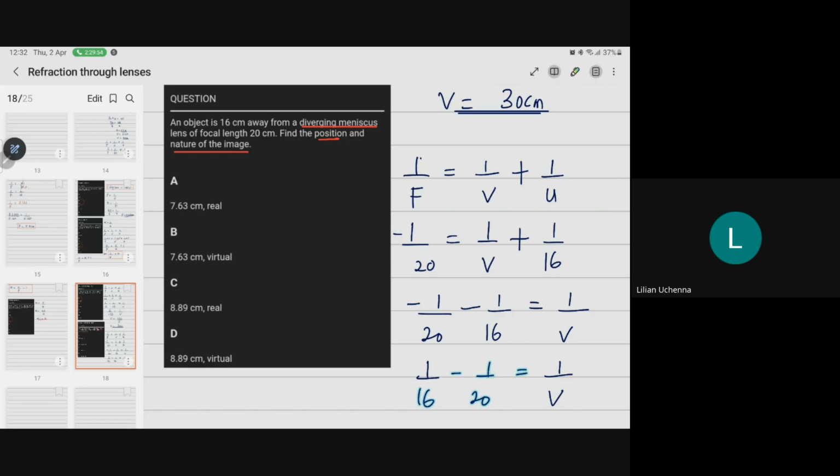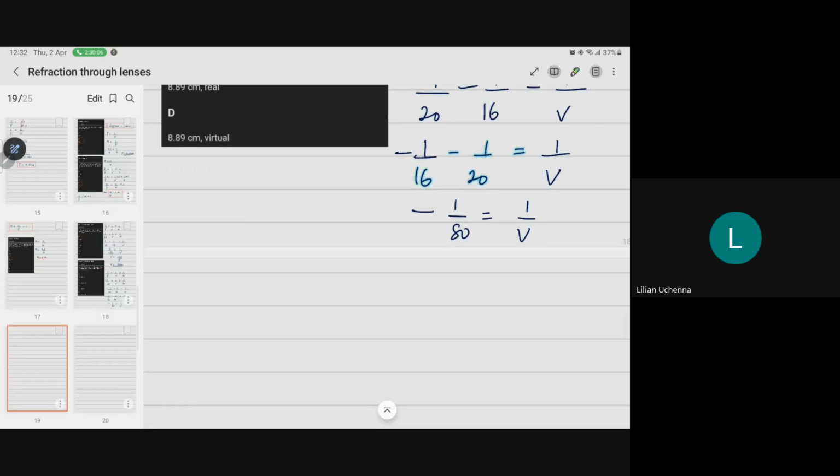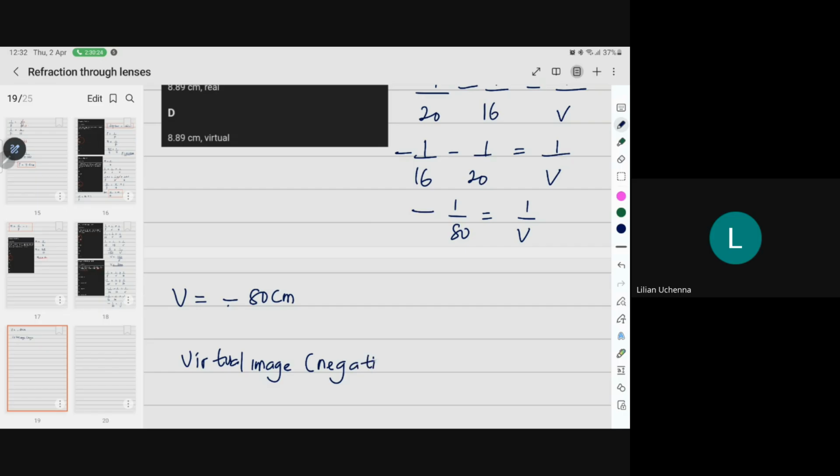So now, when I simplify further, I will have negative 1 over 80 is equal to 1 over v, right? So that means that v is equal to what? Negative 80 centimeter. What does this negative imply? It means that it's a virtual image, right? Do you understand now? So virtual image, negative for divergent lens is negative, all right?